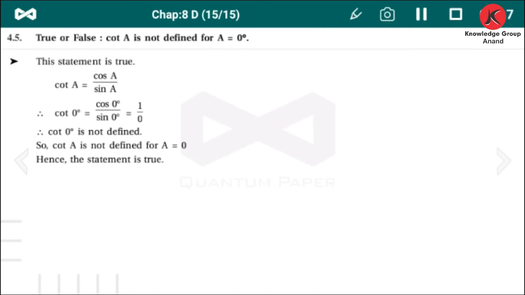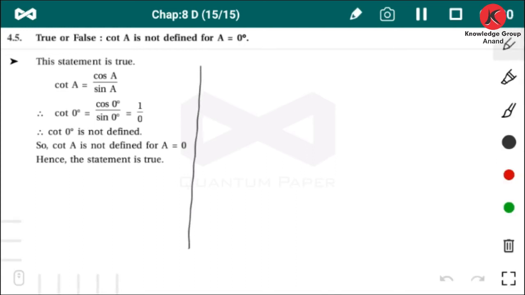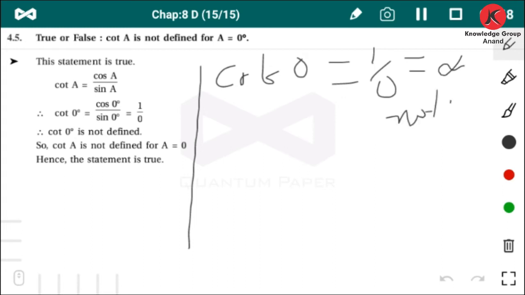Number 5. Cot A is not defined for A equal to 0. We know cot A is cos A upon sin A, so cot 0 is equal to cos 0 upon sin 0. It is 1 upon 0, which is not defined, or infinite.